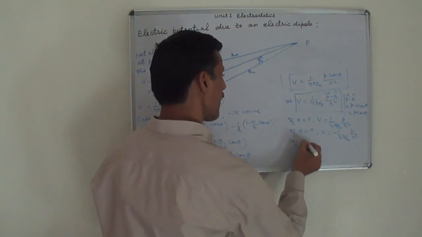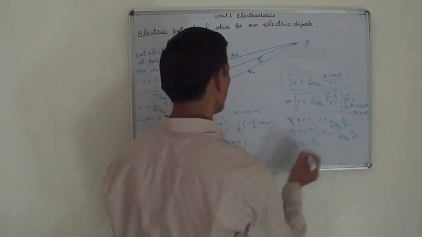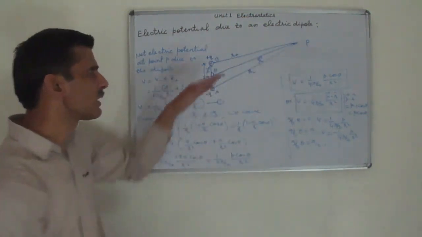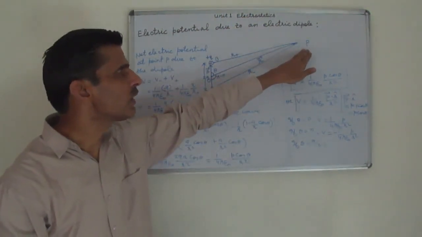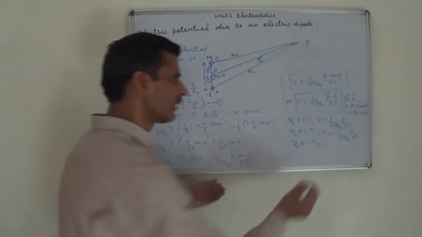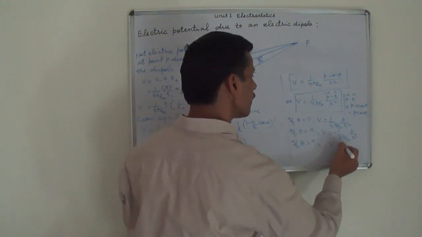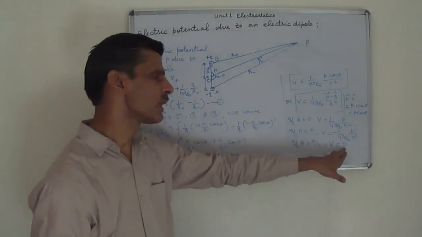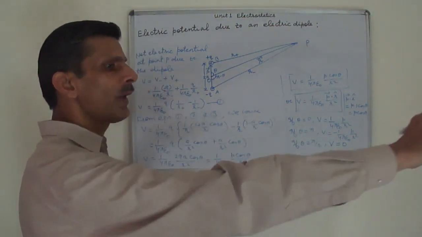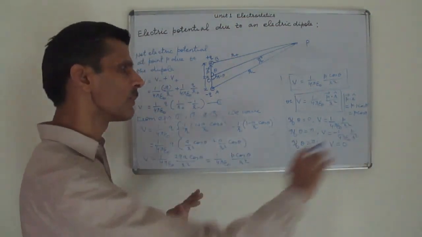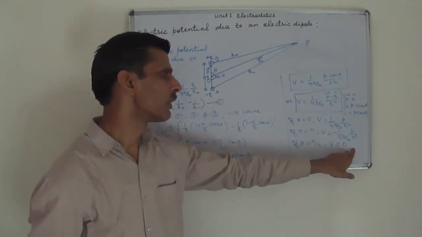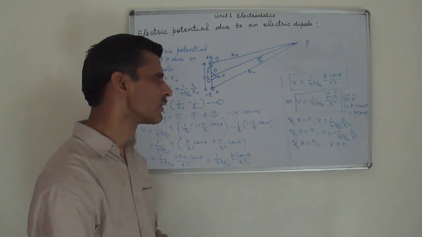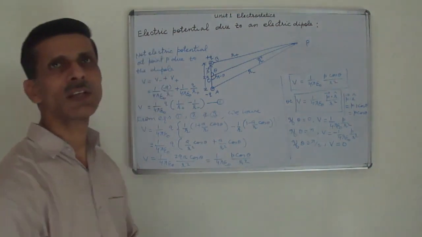If theta is equal to pi by 2, that is, point P lies on the equatorial plane, then V is equal to 0. You can see that at all points on the equatorial plane the potential is 0. Hence the equatorial plane is an equipotential surface.